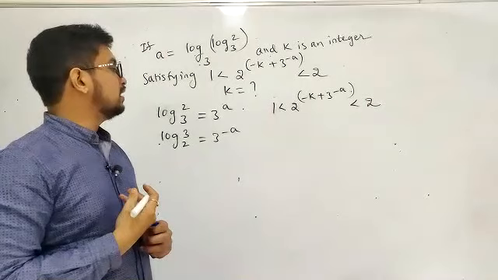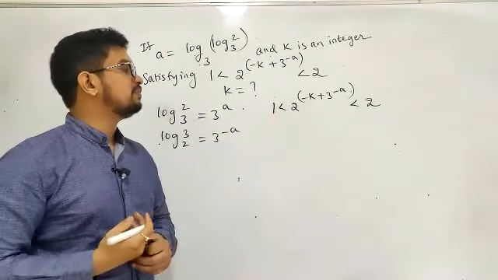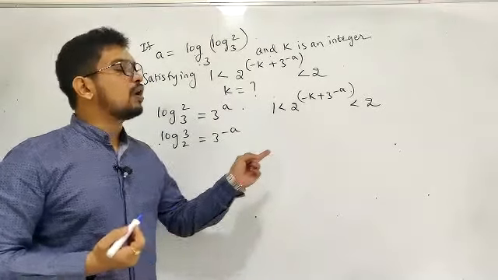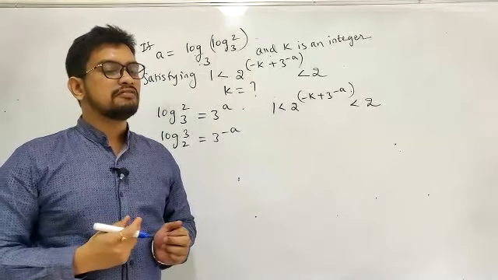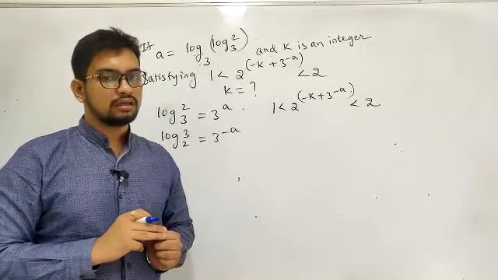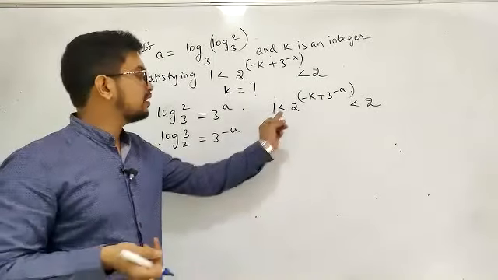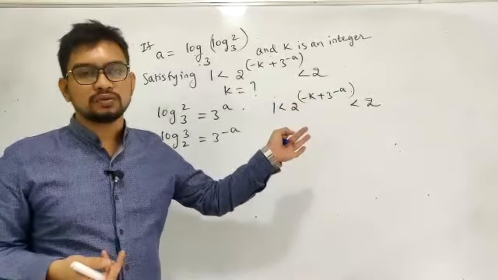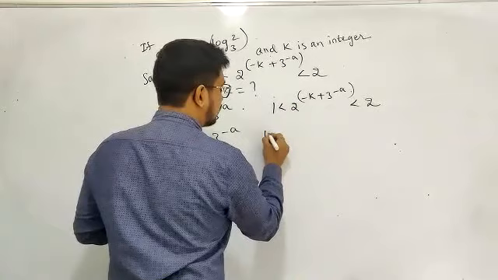1 is less than 2 power of minus k plus 3 power minus a, which is less than 2. Then we will apply logarithms throughout this inequality. We'll apply log to the base 2 throughout this inequality. As the base is greater than 1, the sign will not change. Right?